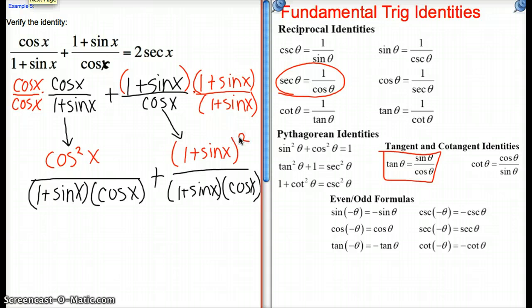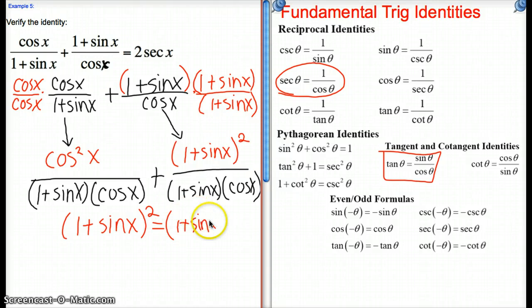Now I'm ready to add the two fractions together. But before I do that, I think I want to multiply out 1 plus sine of x squared. I'm going to work that out here. I remember that 1 plus sine of x squared, of course, is 1 plus sine of x times 1 plus sine of x.